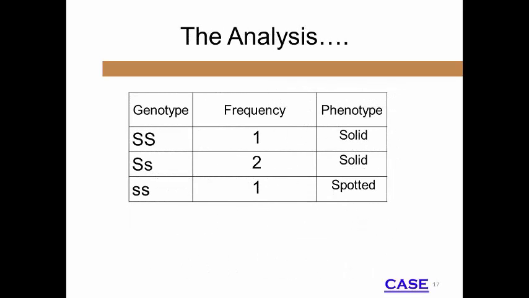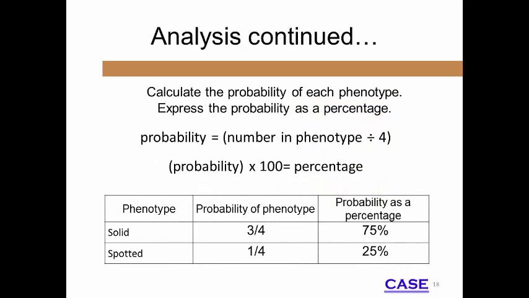To analyze the outcome, compare the genotypes, frequency, and phenotypes of offspring. To use statistical analysis, the probability can be calculated. Use the equation shown here to calculate probability.